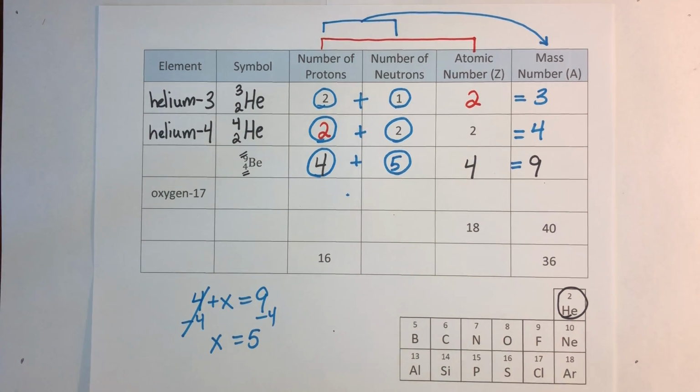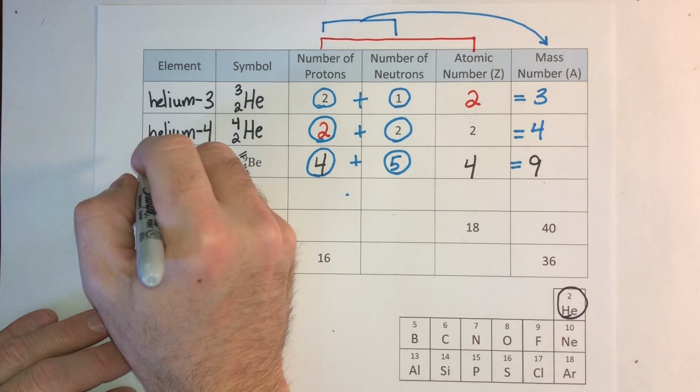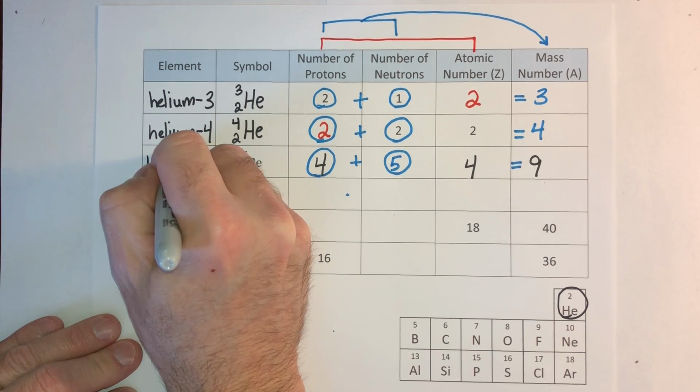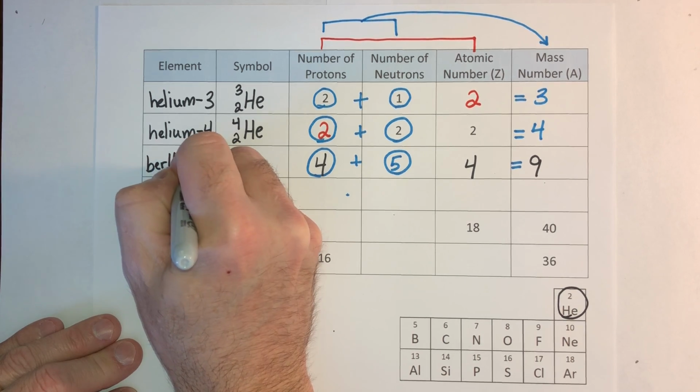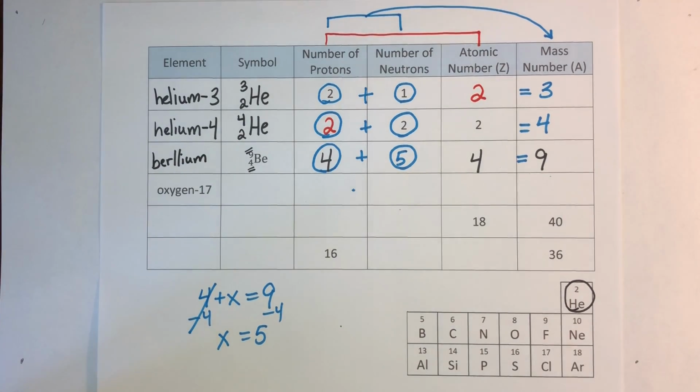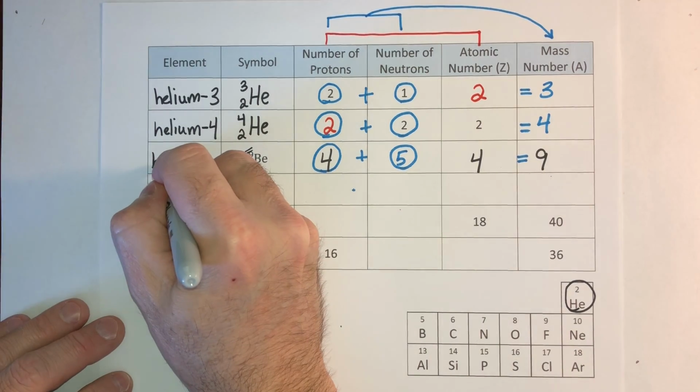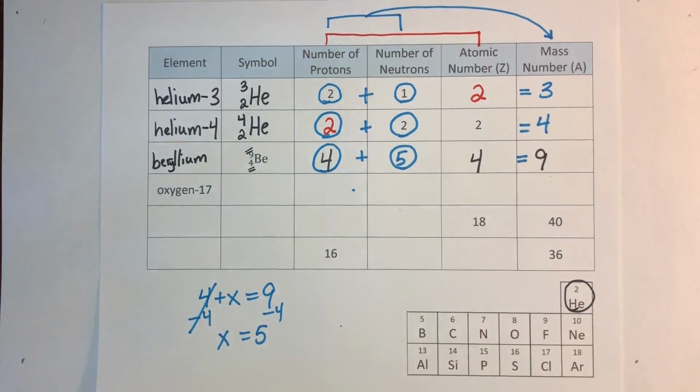And if we write the name for this thing, Be stands for beryllium. B-E-R-Y-L-L-I-U-M. I believe that I may have forgotten my Y. Yep, beryllium with a little Y right here. We don't use beryllium a whole lot, and it's one that I always have trouble spelling.